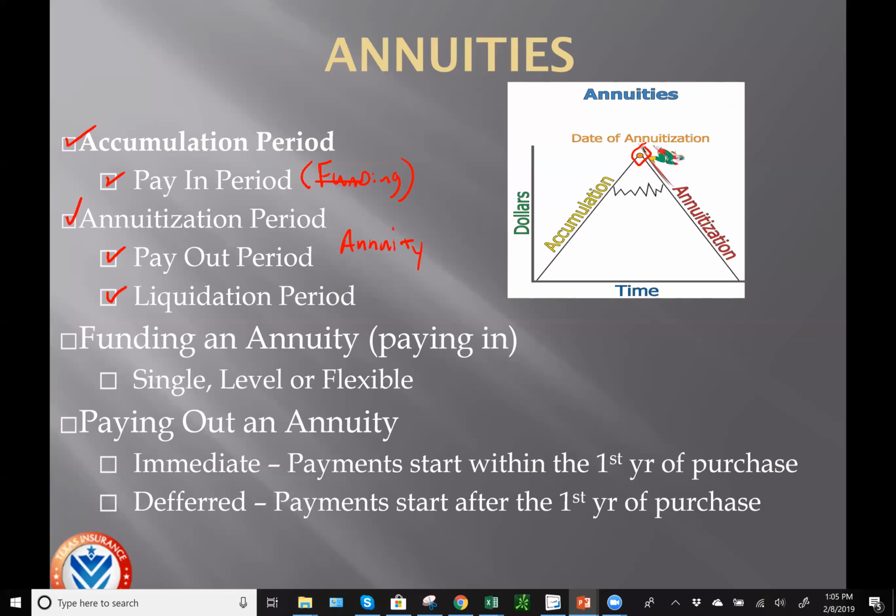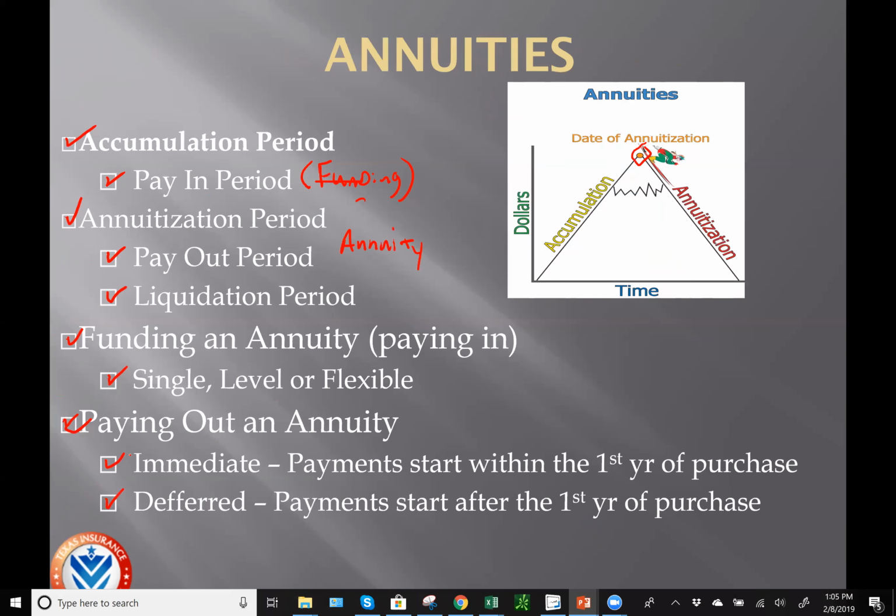Now, getting back to the funding of an annuity, or how it's paid for, during the pay-in or accumulation period, three words that you need to know for your test are single, level, or flexible. Those words are talking about how it is getting paid for. Then there are two words that describe the payout of an annuity and when that payout is going to begin, and those words are either immediate or deferred.